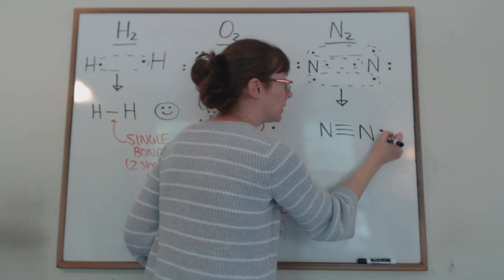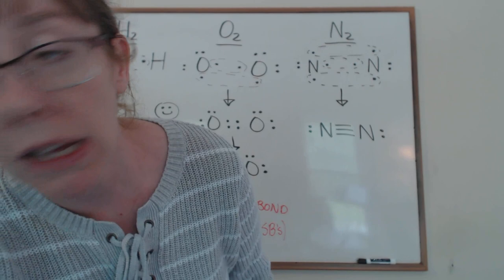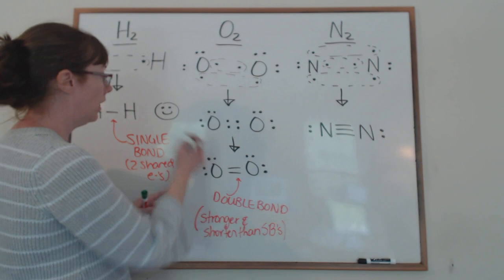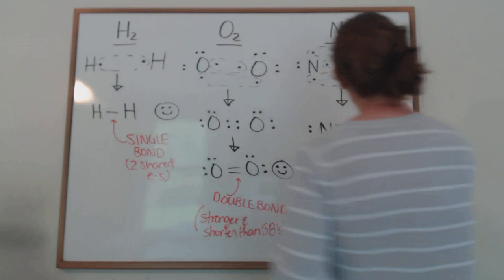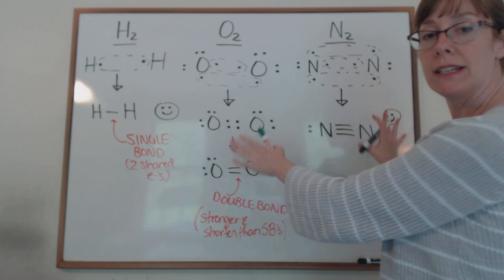And I drew three lines because it's three shared pairs of electrons. Okay, so I drew a happy face here. Let me make sure I draw my happy faces. I mean, not that you need to draw happy faces, but it's a reminder that the whole point is to make the atoms happy. Get them their octets, or if it's hydrogen, get it its duet, okay?